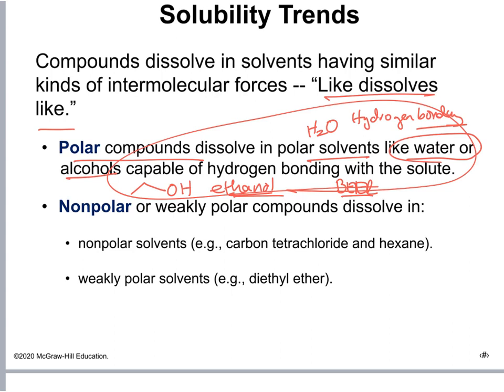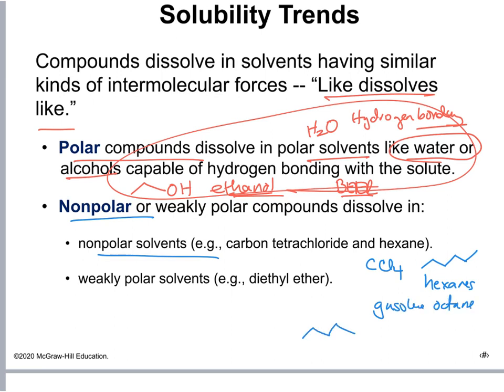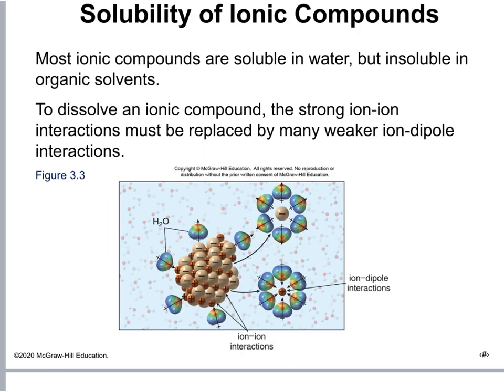Now, what about a nonpolar compound? A nonpolar will dissolve stuff like carbon tetrachloride. So that's carbon tetrachloride. Hexanes, 1, 2, 3, 4, 5, 6. Okay, hexanes. Gasoline, what is gasoline? Gasoline is octane. So octane, you'll find out is 8. 1, 2, 3, 4, 5, 6, 7, 8. That's octane. And a weakly polar solvent is diethyl ether. Even though it has a dipole, it's so weak that it can be considered nonpolar. Ionic compounds are going to be soluble in water, because, like lithium chloride, that's a full positive and full minus.